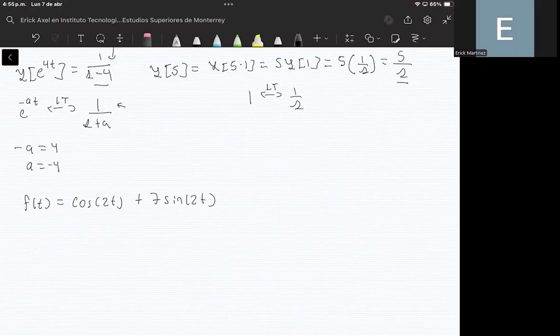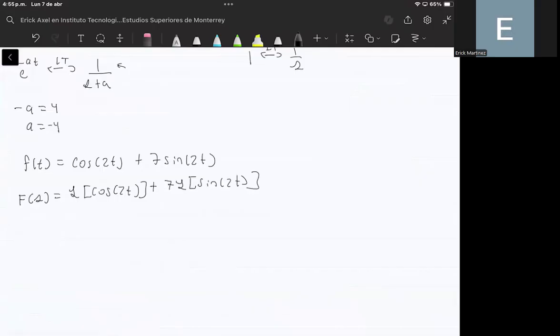So we can compute the Laplace transform as follows. We have the function F of s is equal to the Laplace transform of the cosine of 2 times t plus, I will factor the 7 out of the transformation. Okay, we can do that for constant values. So I will compute the Laplace transform of the sine of 2 times t. Okay, now we also have tables to compute the cosine and the sine wave.